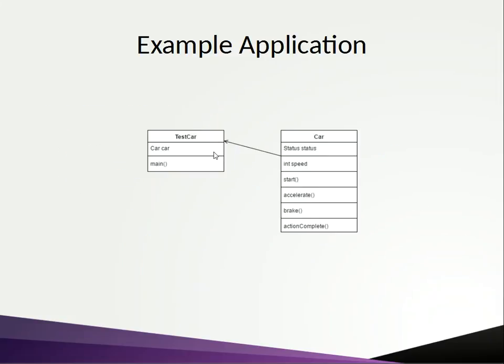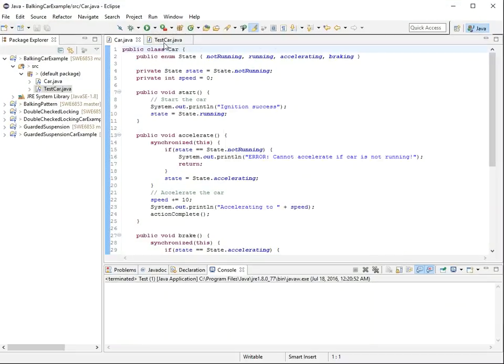Okay, here's a UML diagram of our application. We've got a car object here with our status variable, a speed variable, start, accelerate, brake, action complete methods, and we have a test car class here where we execute our test cases. So let's jump over to Eclipse here and look at the code.